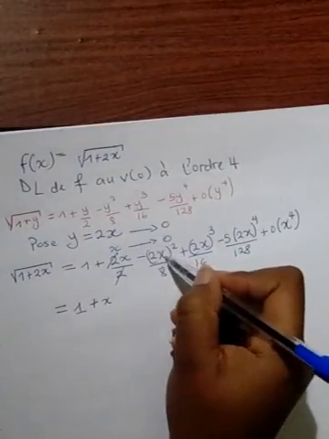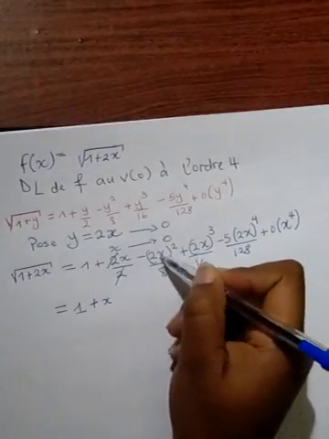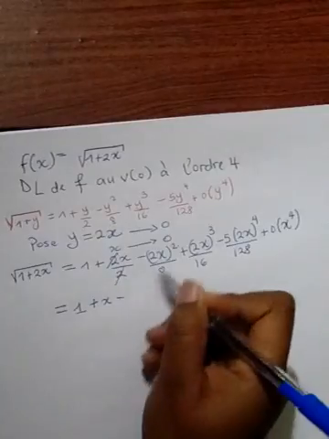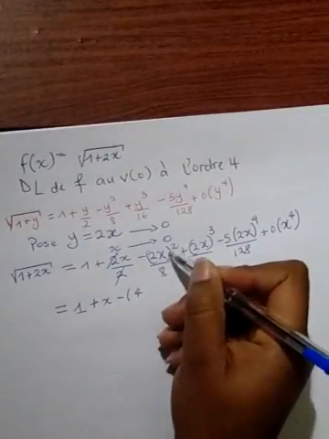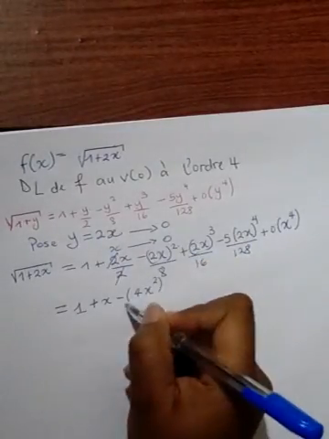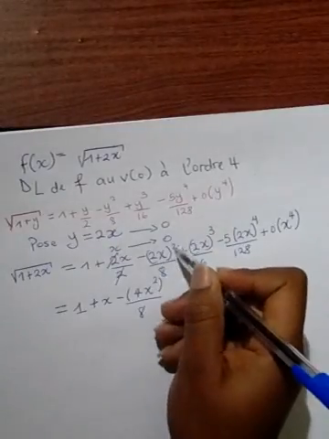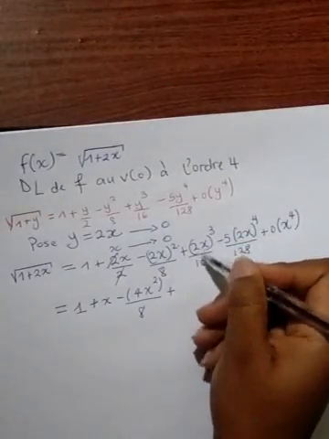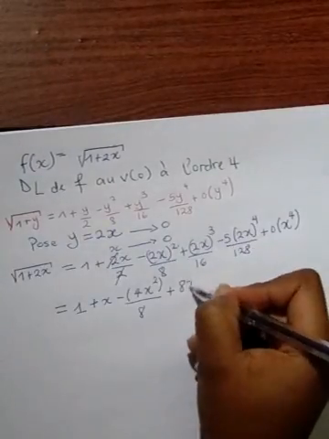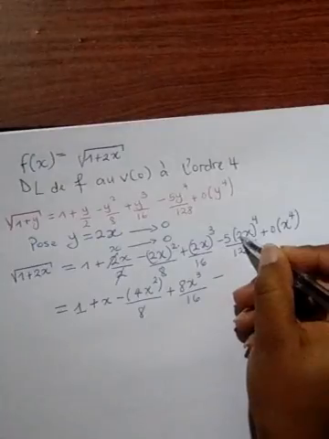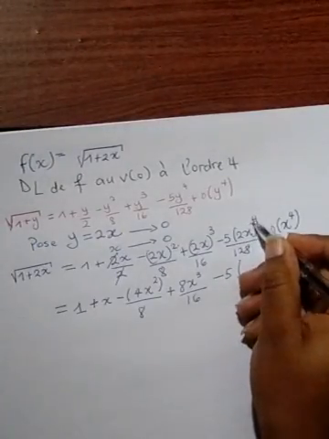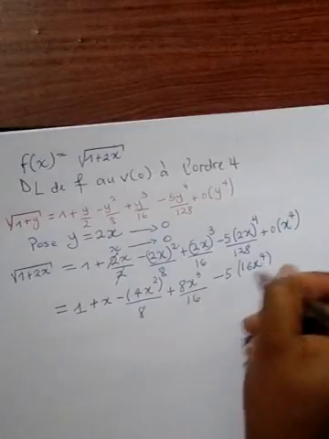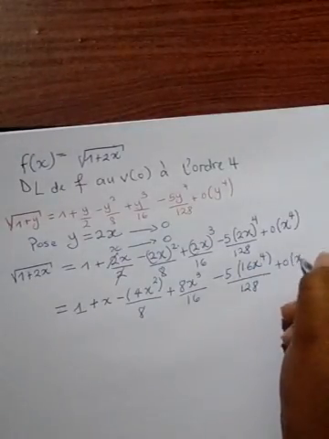Now (2x) squared is basically 2 squared times x squared. So 2 squared is going to give us 4, and x squared, that's 4x squared over 8. Plus 2 raised to the power of 3, that's 2 times 2 times 2, that's 8, x raised to the power of 3 over 16, minus 5 times 2 raised to the power of 4, that's 2 times 2 times 2 times 2, that's 16, x raised to the power of 4 over 128, plus petit o of x raised to the power of 4.